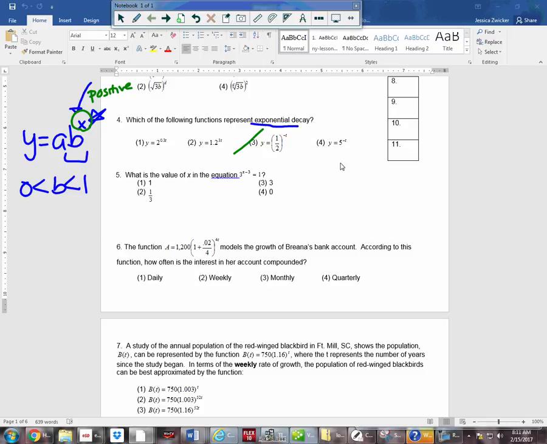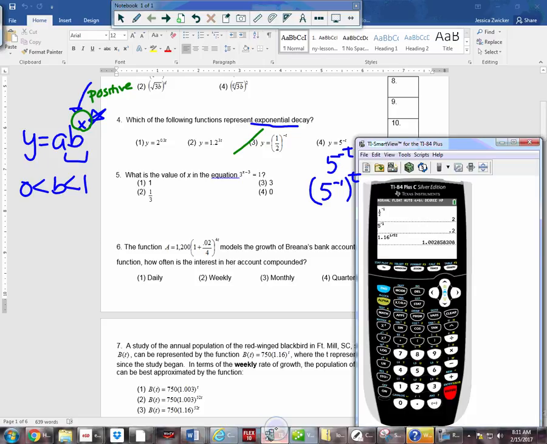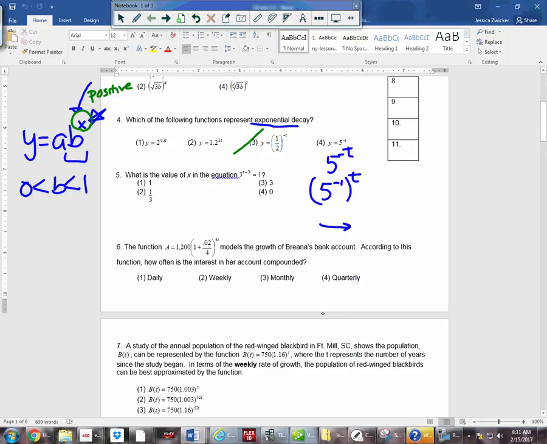If we go on and try 4, 4 is very similar. 5 to the negative t. No one chose 4 because they said, oh, 5 is greater than 1, so the value of b does not indicate decay. However, we can break it apart just like choice 3. We can make this 5 to the negative 1 raised to the t power. And again, just like the last problem, if you put that into the calculator, 5 to the negative 1 right here in the second line is equal to 0.2. So now we can see our b value is between 0 and 1. The answer is choice 4.